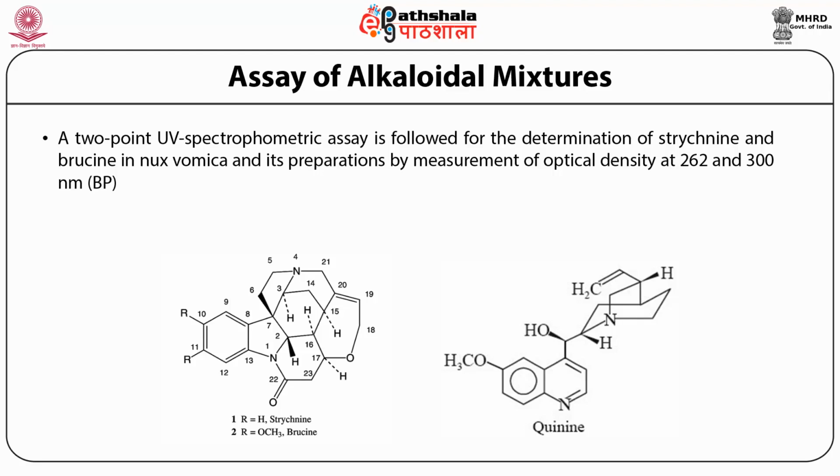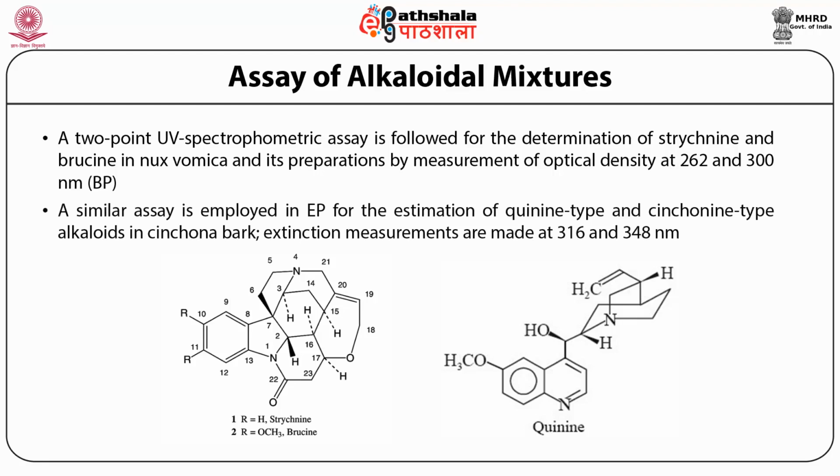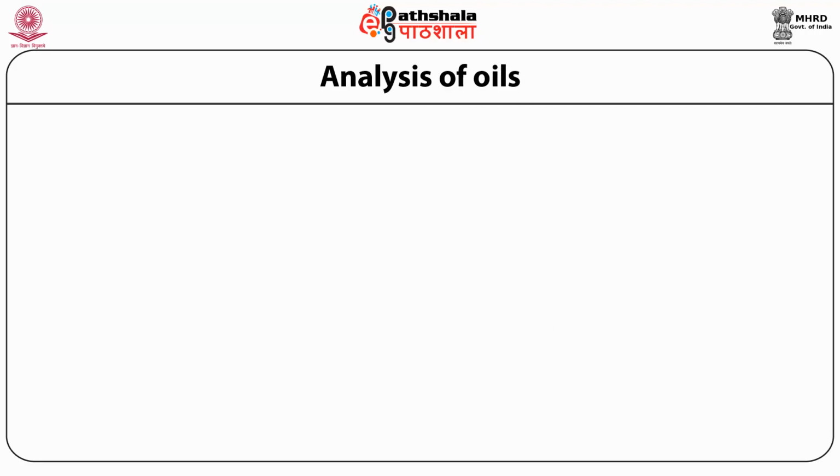The other good example for the use of UV spectroscopy in the analysis of alkaloid mixtures is the method prescribed by the European Pharmacopoeia for the estimation of quinine-like and cinchonine-like alkaloids in cinchona bark. It is a very useful assay method which takes into account extinction measurements made at 316 and 348 nanometers.